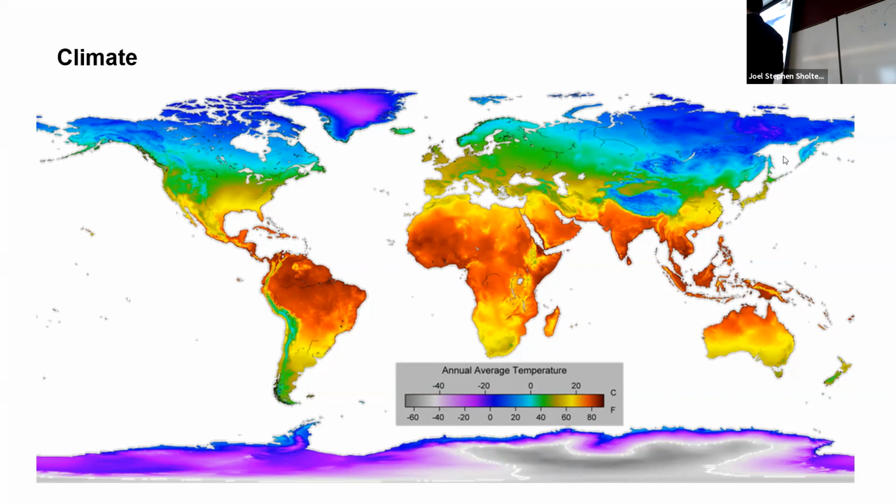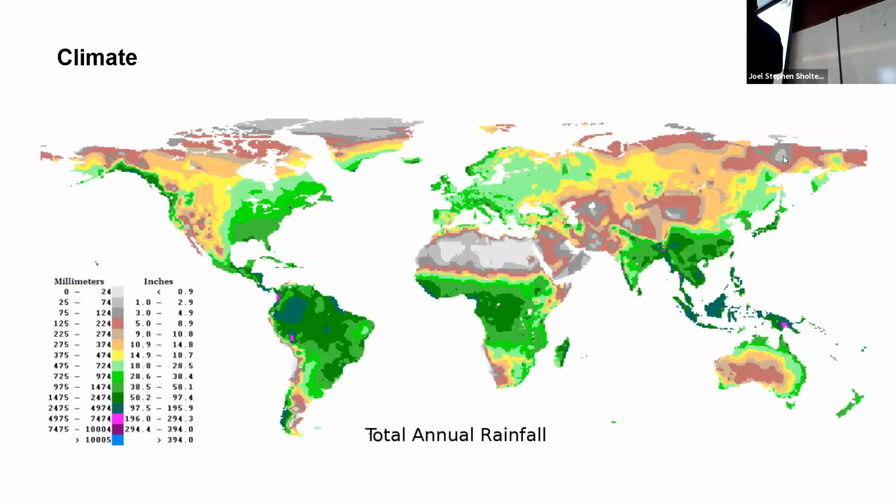You get more snow on the western slope than you do on the eastern slope. That's a climatic thing. We'll talk about why that is. Here's annual precipitation, again driven by these big picture climate factors.